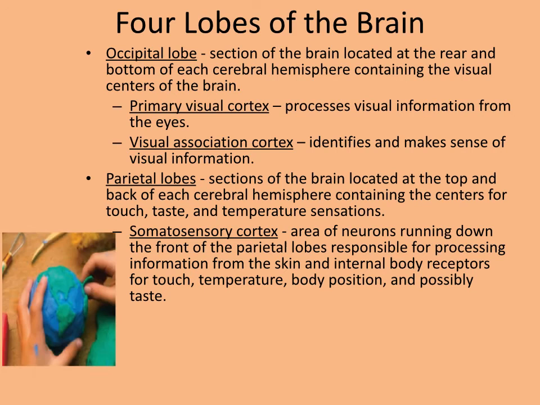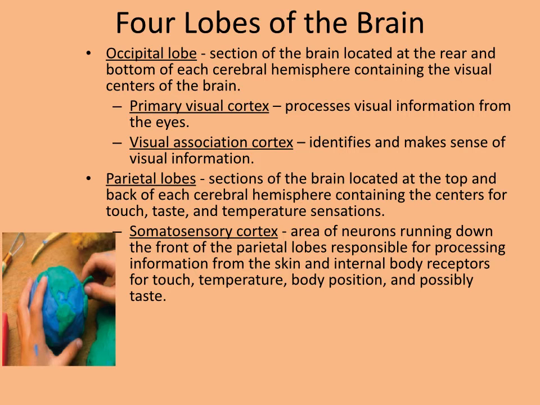Okay. Next is your parietal lobe. Now, your parietal lobe is located in the top back of each cerebral hemisphere and contains centers for touch, taste, temperature, and sensation. Your parietal lobe is doing all of your kinesthetic. Okay, anything that essentially is touching your skin is going to be processed in your parietal lobe. Now, one of the most important things about the parietal lobe is your somatosensory cortex.